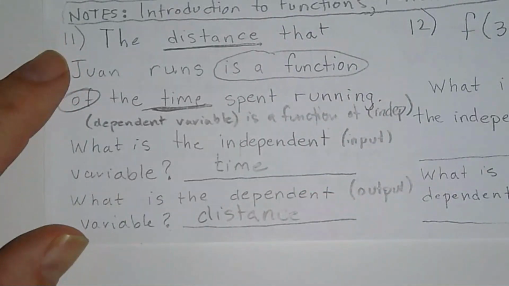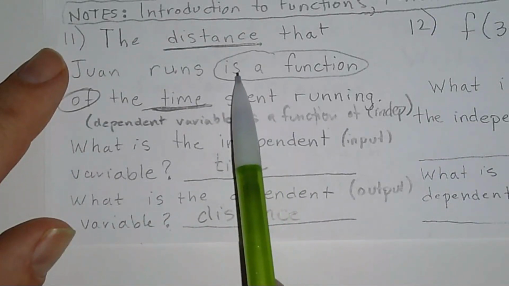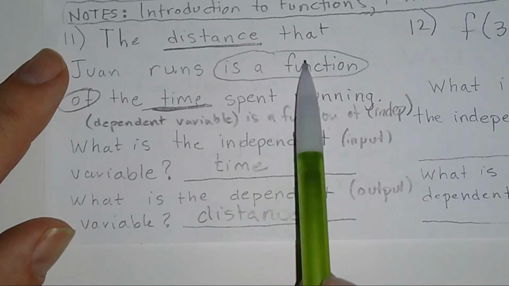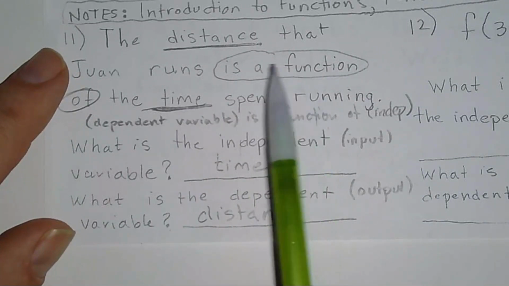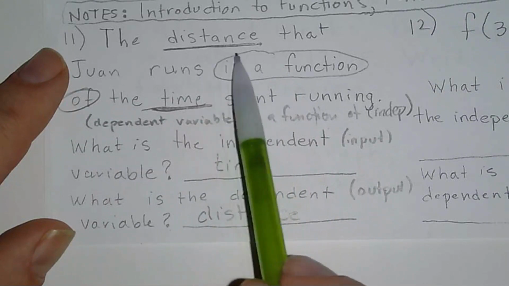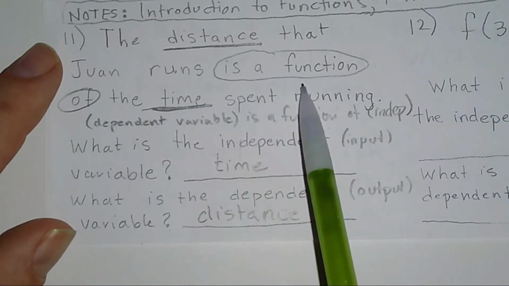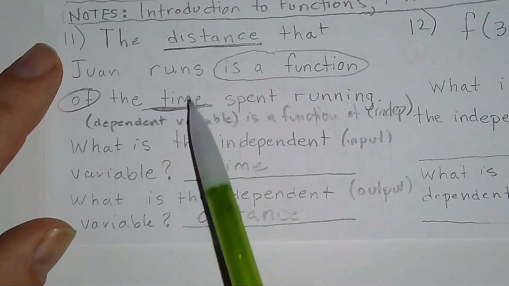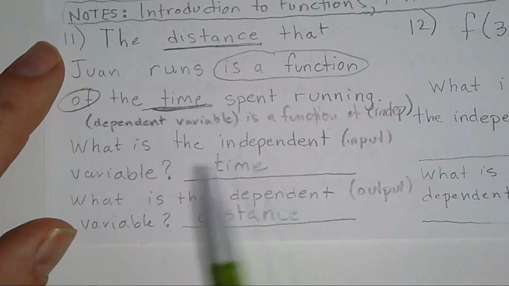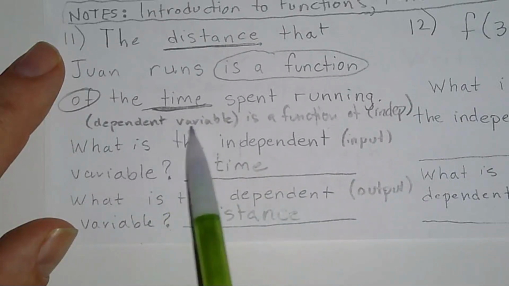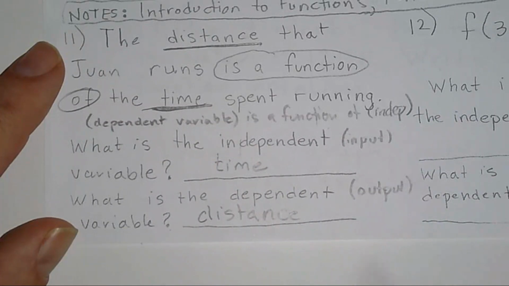Now, one of the other things we learned was that instead of using the confusing is a function of, we can replace that with depends on. So in this case, the distance depends on the time spent running. So Juan will only go as far as the time he is allowed to run. And so the dependent variable depends on the independent variable. So that's just another way to think about it.